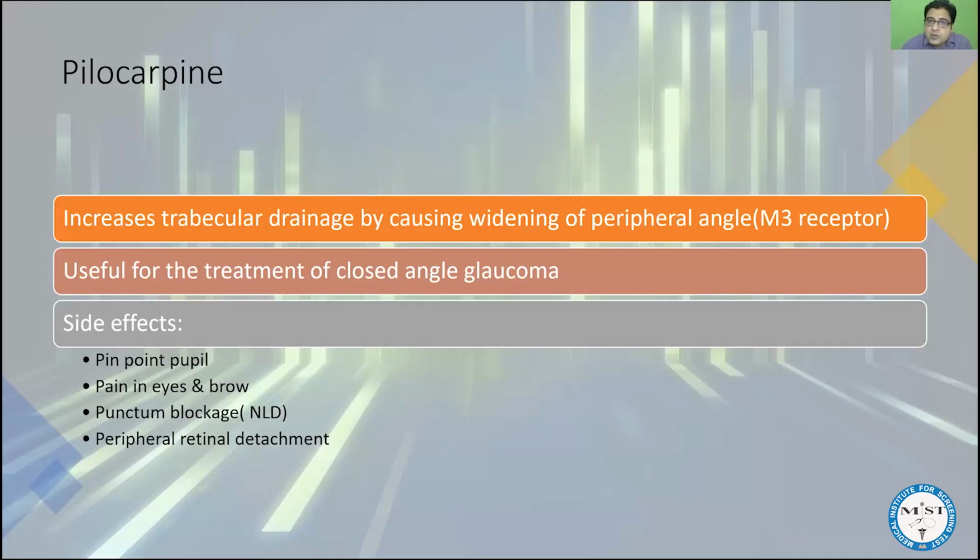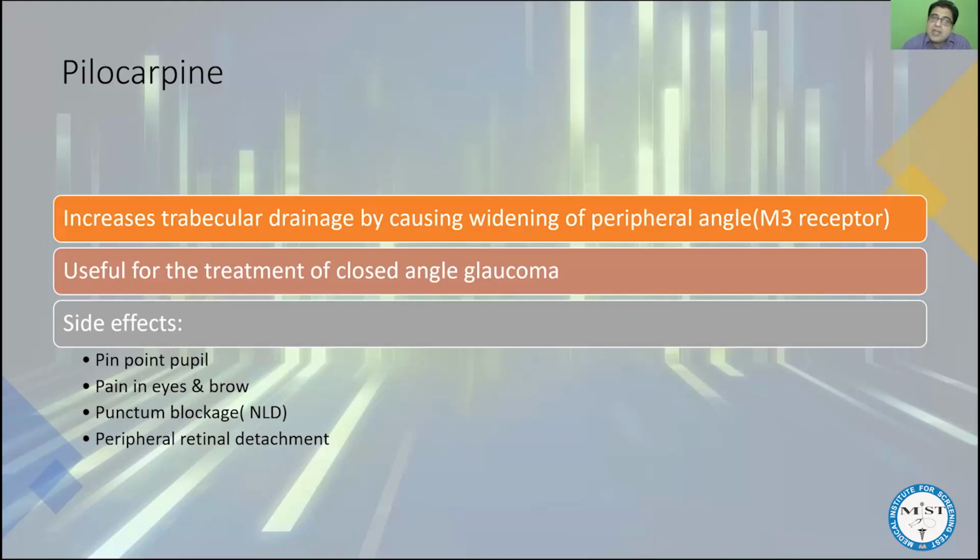So for your MCQ purpose, just remember 5 P's, right? Number one, first P stands for pilocarpine. Second P stands for widening of peripheral angle. So peripheral angle starts with P. So this medicine will cause widening of peripheral angle. And apart from that, there are 4 side effects which start with P regarding this pilocarpine. Number one, medicine can cause pinpoint pupil. Medicine can cause pain in eyes and brow area. Medicine can cause punctum blockage and can result in peripheral retinal detachment.